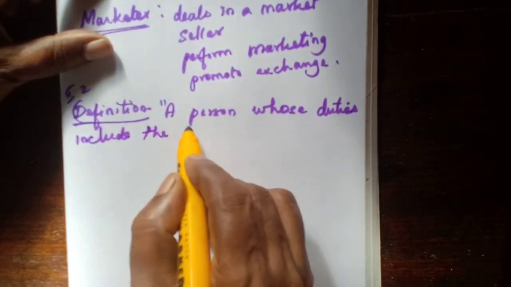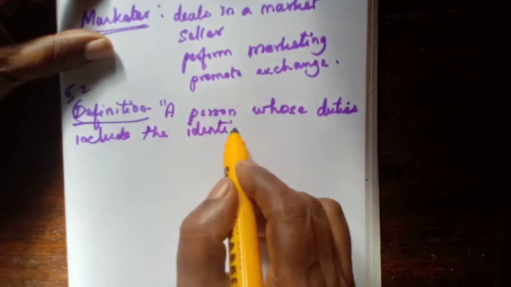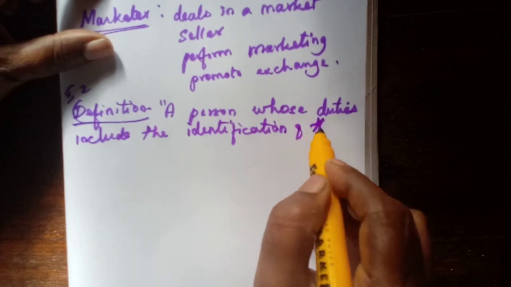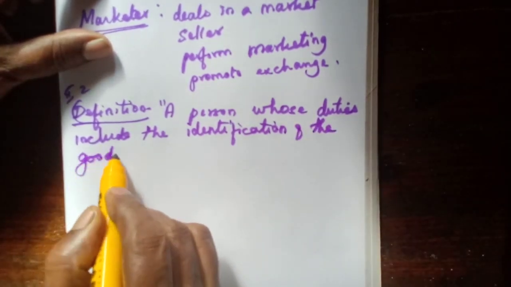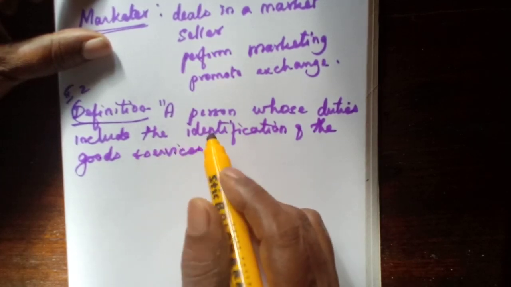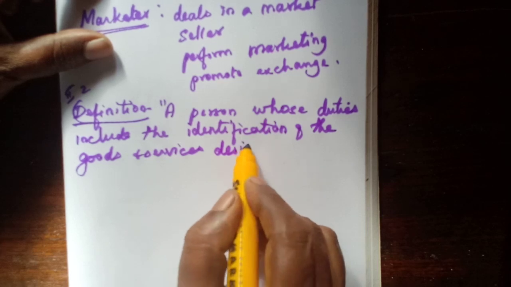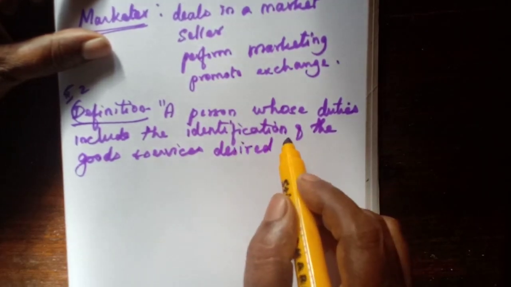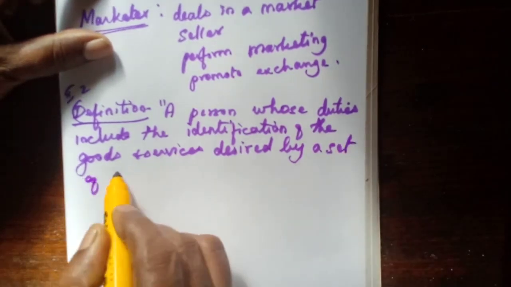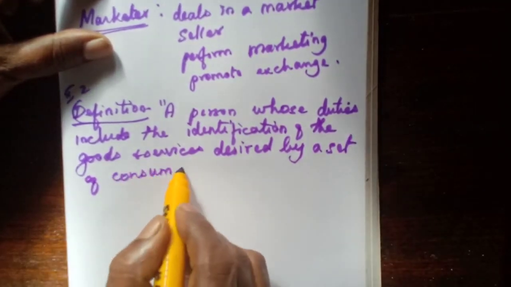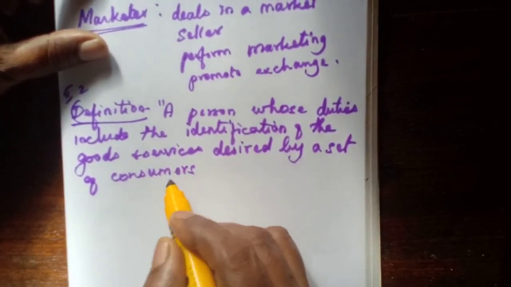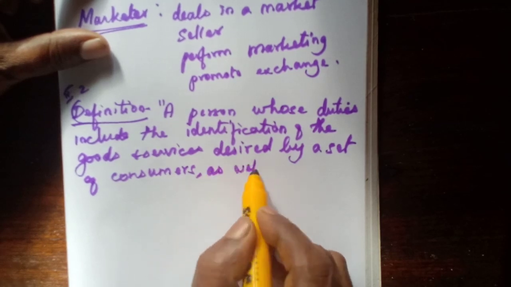Okay, a person whose duties include the identification of goods and services, first he has to identify the goods and services desired by a set of consumers. Desired means who wish to have, isn't it? Because he goes to a particular locality, so that set of consumers, there they have. That is one duty.